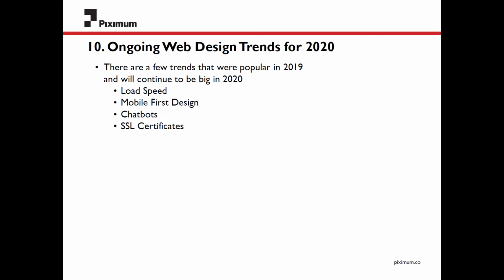Number 9 is ongoing web trends for the 2020s. The presented trends are all connected to web design. However, there are trends which are connected to web development and which depend on web design. Some of those trends were popular in previous years and will continue to be big in the 2020s: load speed, mobile-first design, chatbots, SSL certificates. As we already said, those items are connected to web development, but we have to pay attention to them even in web design.